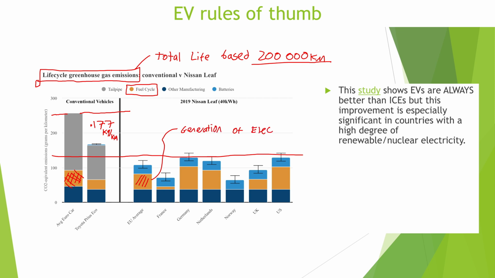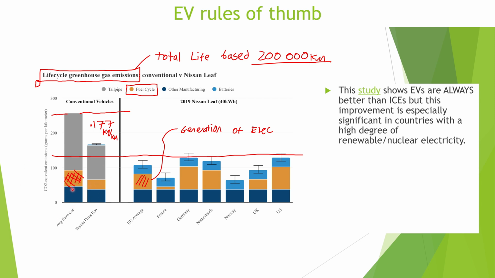And that is why there is a difference between the various countries, because in some countries like France or Norway, the generation of electricity is super clean, whereas others like Germany or America, it is not super clean.